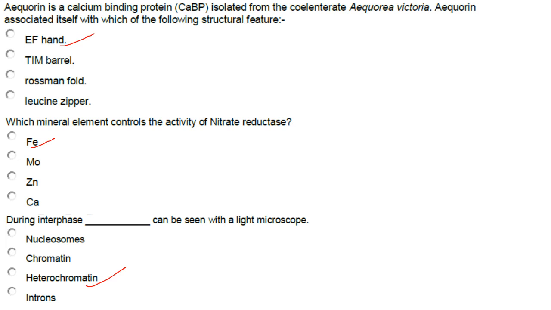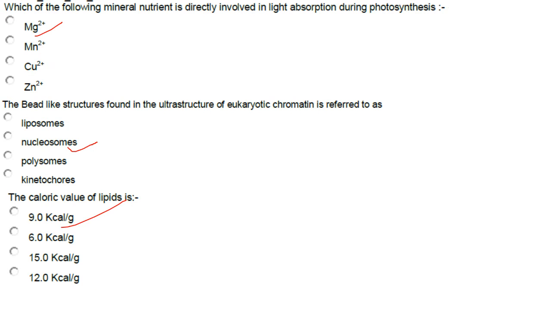During interphase, dash can be seen with a light microscope. So heterochromatin can be seen with light microscope during interphase. Then, which of the following mineral nutrients is directly involved in light absorption during photosynthesis? So chlorophyll A and B are the major pigments for absorption of light energy, and synthesis of both these pigments require Mg or Mg2+.